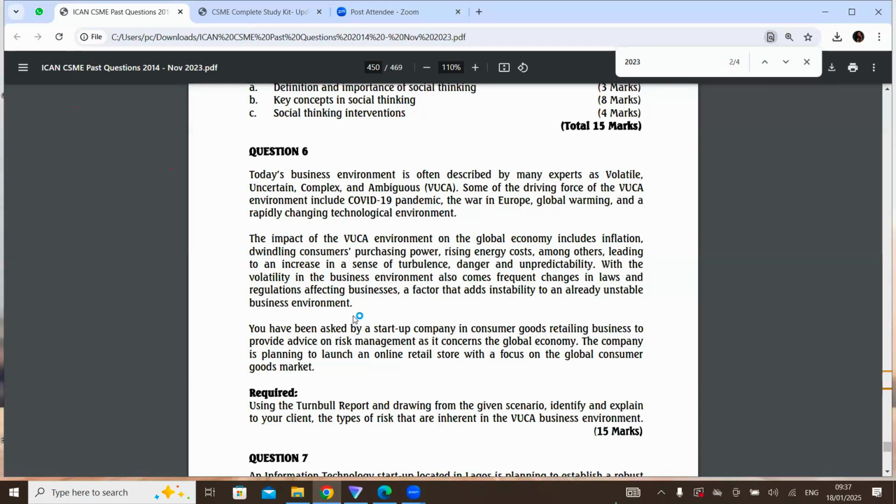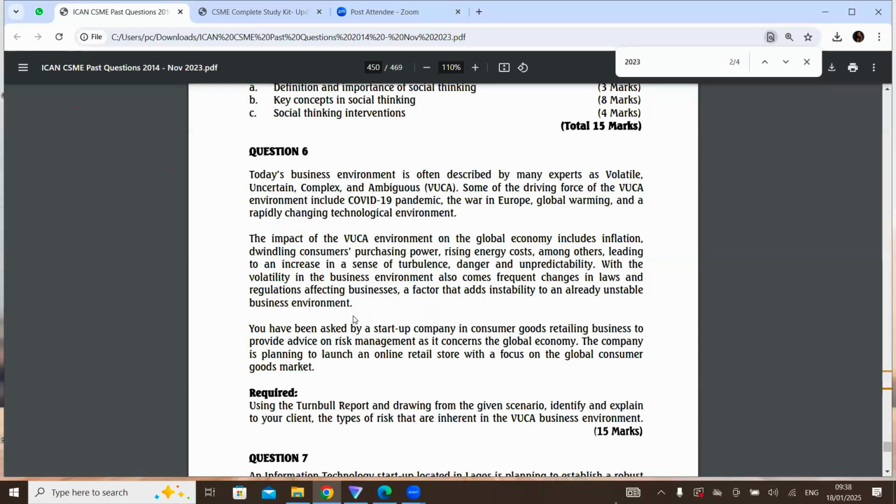You have been asked by a startup in the consumer goods retailing business to provide advice as it concerns the global economy. The company is planning to launch an online store with a focus on global customers. According to the Turnbull report, which is where we got our categories of risks, what are the types of risks that they can face? Just list everything. What to focus on now is the fact that it's an online store. So what are the kinds of things that they face? But they are in consumer goods too. So what are the risks they will face?